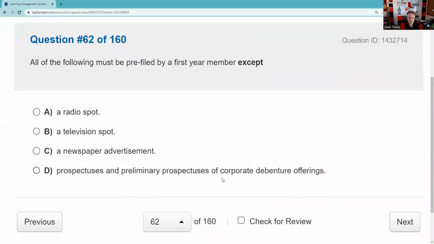All the following must be pre-filed by a first-year member firm, except, I think this is kind of an aim and shoot, point and click question, right? A, B, and C, I don't know why you'd be struggling on that. You don't do that. That's somebody else's thing, right? So we don't have to pre-file prospectuses and red herrings. No. Question 63.